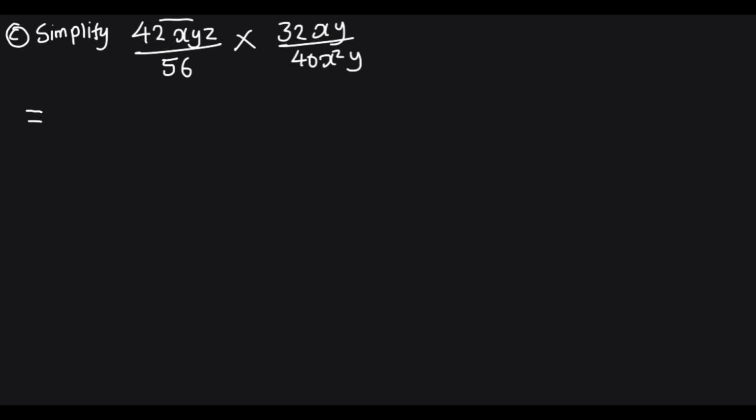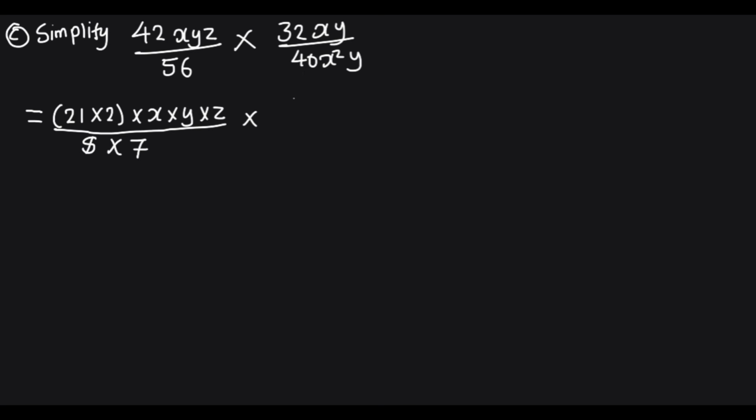The first part, this part here, we can break it into 2 numbers. So 21 times 2 is the same as 42, then times x times y times z over 56. We need to break 56 into two numbers where one of those two numbers should be common with one of the numbers that we are going to break 32 into. So 56 we can say is the same as 8 times 7.